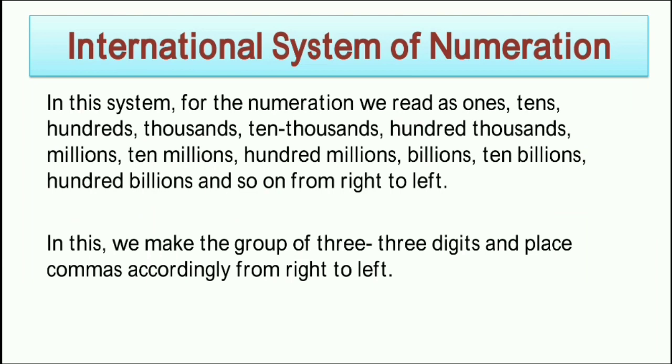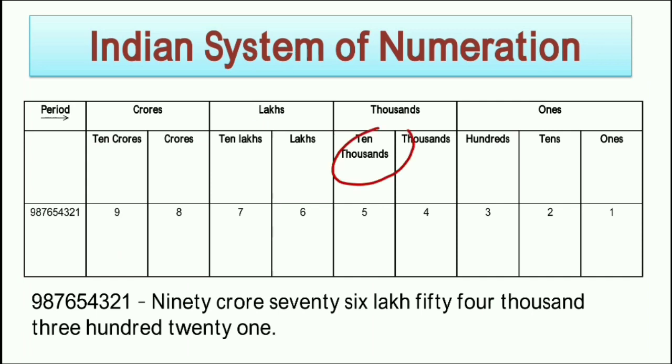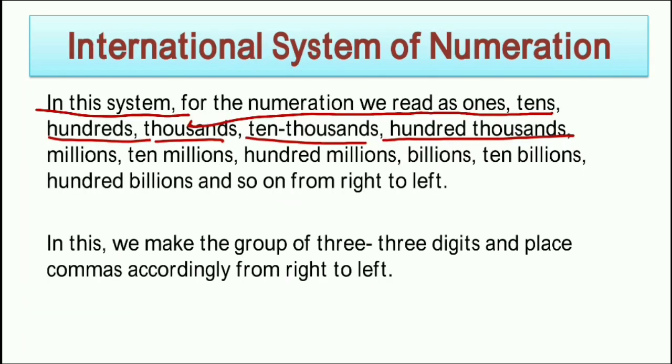Now we'll talk about the international system of numeration. In this system, for the numeration we read as ones, tens, hundreds, thousands, 10,000, 100,000. In the Indian system we were reading up to 10,000, after that lakhs start. But here after 10,000, 100,000s come, and after that millions. In the Indian system after 10,000 what comes? Lakhs. But here millions, then 10 millions, and 100 millions. Thousands will go up to 100, millions will go up to 100.